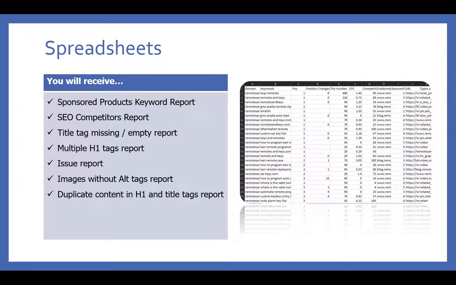These spreadsheets will be a sponsored products keyword report, an SEO competitors report, a report of which pages have the title tag missing or empty, a report of URLs that have multiple H1 tags, a report of all the issues found, a report with images that are missing the alt tags, and a report about duplicate content in the H1 and title tags.